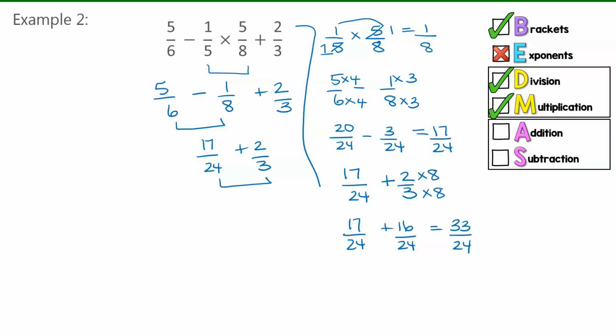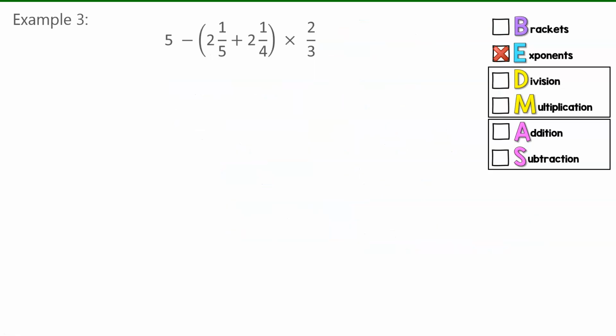33 and 24 have a common factor of 3, so we can reduce this. So divide by 3, divide by 3. 33 divided by 3 is 11. 24 divided by 3 is 8. So my answer is 11 over 8. 8 goes into 11 once. There's 3 left over out of 8. So 1 3/8 is my final answer.